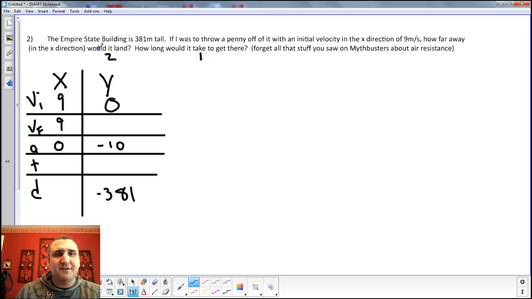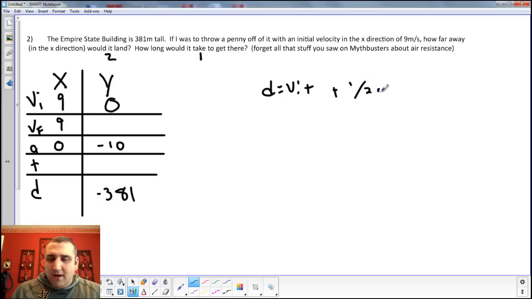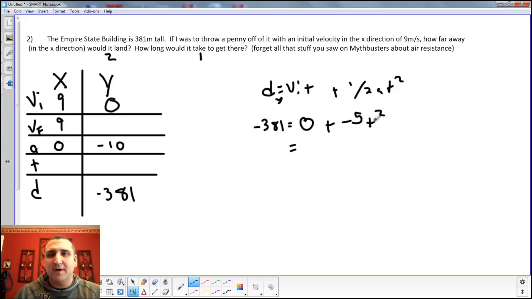Let's go with d equals VIT plus 1/2 AT squared. Our displacement in the y dimension is negative 381 equals our initial velocity, which was 0, times anything is going to be 0, plus 1/2 times negative 10, negative 5t squared. Simplifying this, we will end up with t squared equaling 76.2, and then the square root of both sides will give us the time of 8.72 seconds.